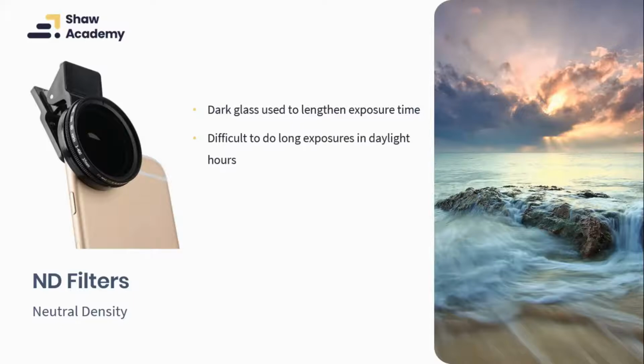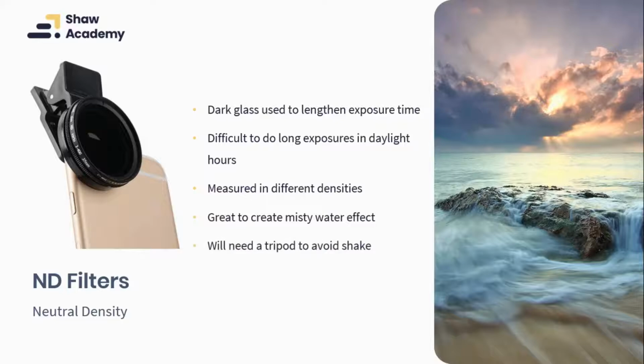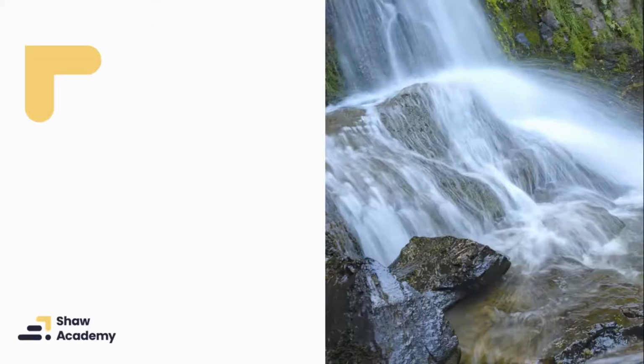Now, after our shutter speed lesson, our last lesson, you may have been out there practicing your shutter speeds and found that your images were becoming very overexposed when you were using longer shutter speeds in daylight hours. And that's because there's simply too much light, far too much light coming into the sensor, and it becomes completely overexposed. So a neutral density filter is designed to reduce that light. They're measured in different densities, different darknesses. They're great to create that misty water effect and do long exposures. You definitely need some sort of tripod though, however, when you are using them to avoid camera shake.